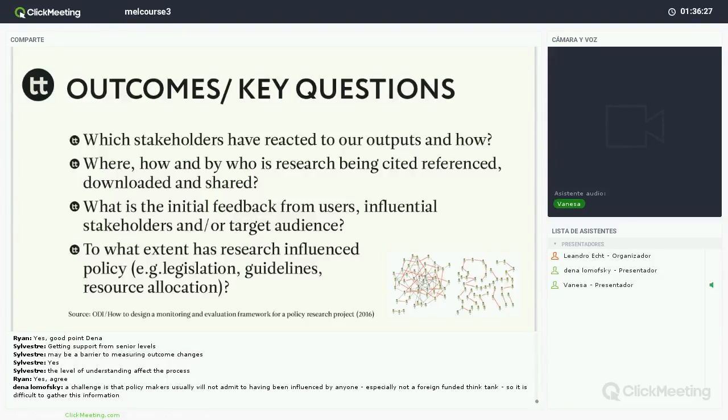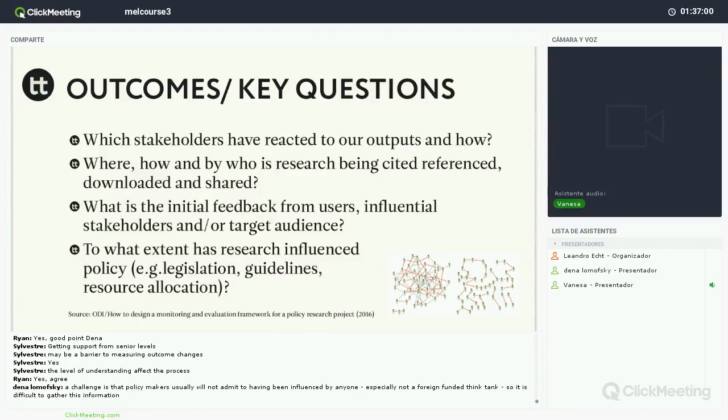Do they want to open themselves up to these sort of questions in terms of really understanding and gauging which stakeholders are reacting to our outputs, products, and activities? This might be easier for those who are more on the academic side, to see if the research is being referenced or downloaded. But then, how is that research being referenced and how is it being shared? By whom? Are these the really relevant people?